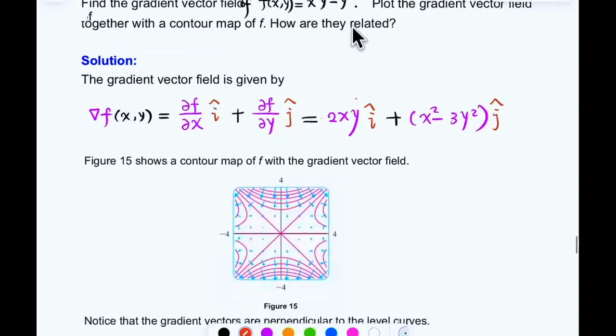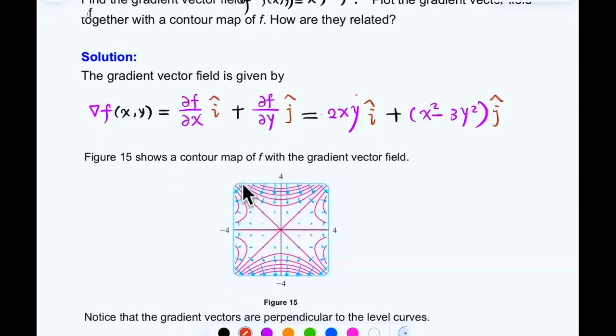And then over here, here's a picture, okay? It's a contour map of this scalar function with the gradient vector field. So you see the pink, which one? Okay, the pink one is actually the graph for this small f. Okay, so the pink lines here, those are the graph for the scalar function. The blue arrows, those are the vectors, two-dimensional vectors.